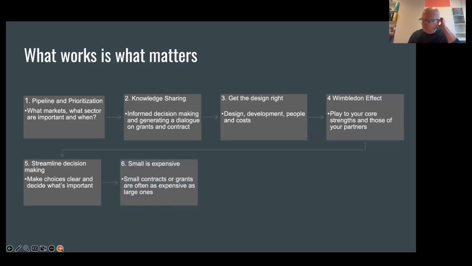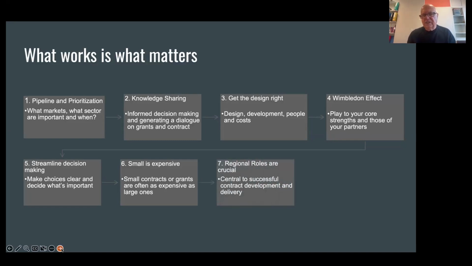There's sometimes a temptation to think that actually if you just bid for small bits of money, for 100,000, that's probably quite a good way to build up skills. The reality is, bidding for something as small as 100,000 or 50,000 can be as expensive and time consuming and complex as bidding for something as big as 5 to 10 million. Small can be very expensive in terms of time and scale.